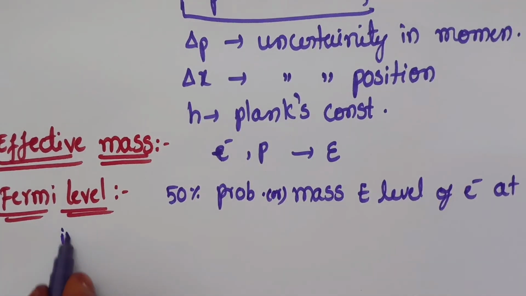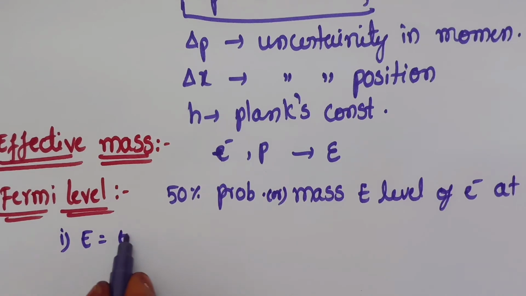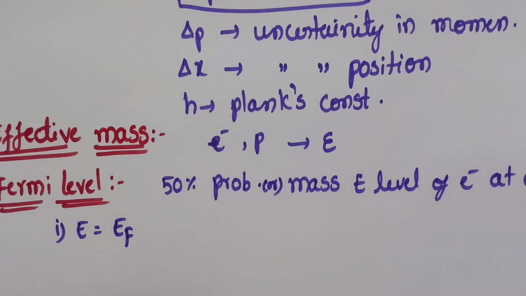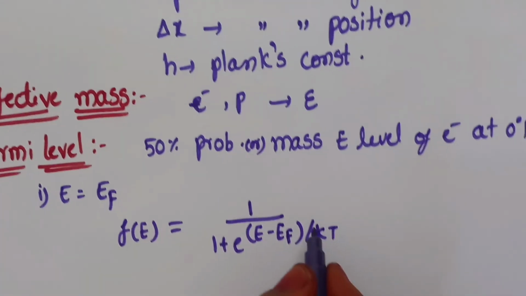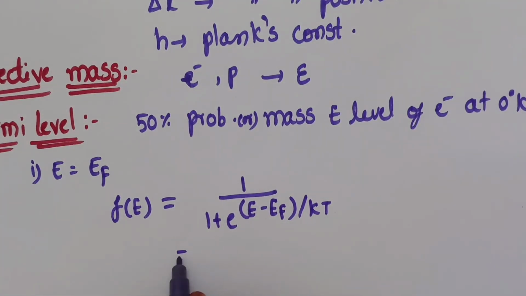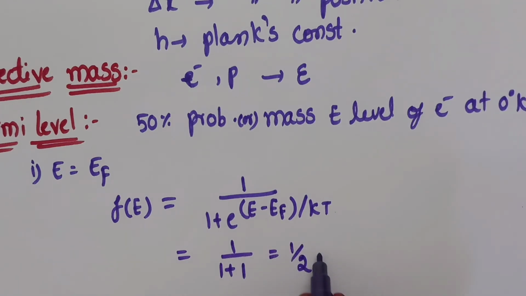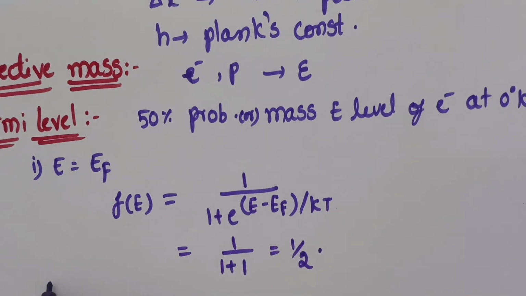That means if the energy level E is equal to the Fermi level EF, then for the expression for f of E, we know that f of E is equal to 1 by 1 plus e power (E minus EF) by kT. If we substitute E equal to EF here, we get 1 by 1 plus 1. So it is equal to 1 by 2, at T equal to 0 degree Kelvin.